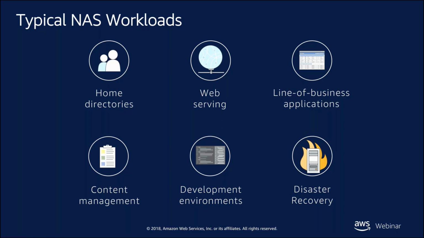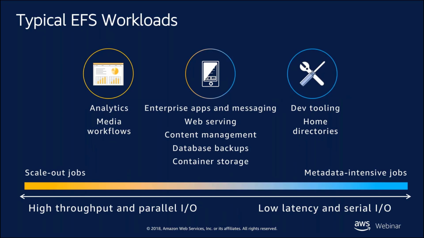Again, all of your file systems don't have to be running the same performance mode. They don't all have to be running the same throughput mode. So you can customize it and have one file system customized for one use case and one workload, while you have another file system customized for another workload. So we really see all of those different workloads fitting in within the typical EFS workloads, anywhere from some of the scale out jobs and large data analytic jobs, all the way down to container storage or even home directories or dev tooling applications where you need low latency, single threaded access to the file system.